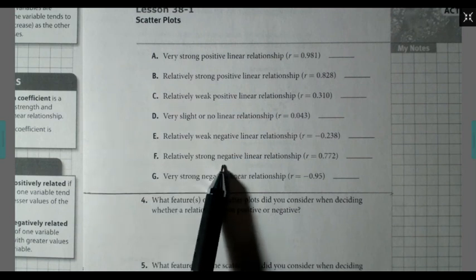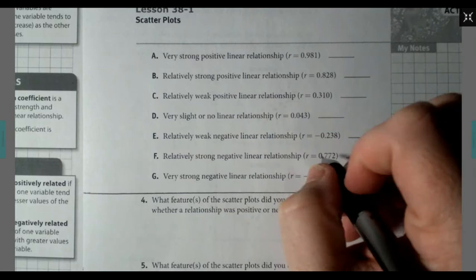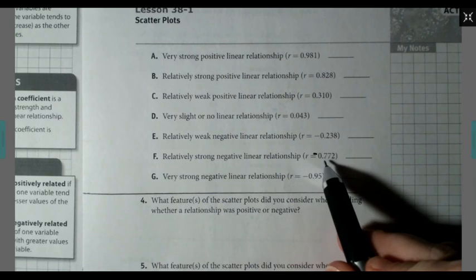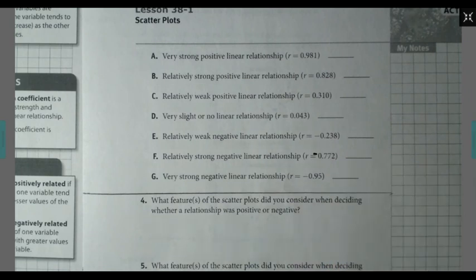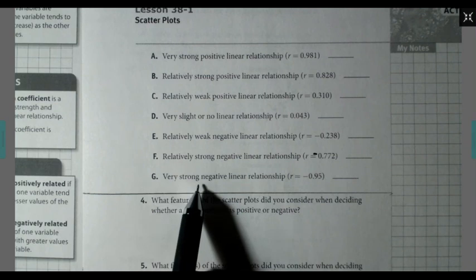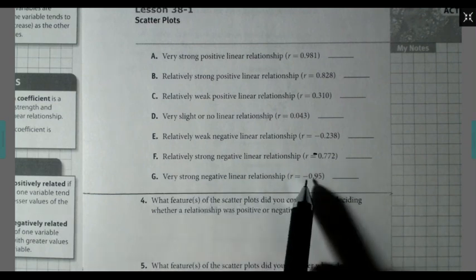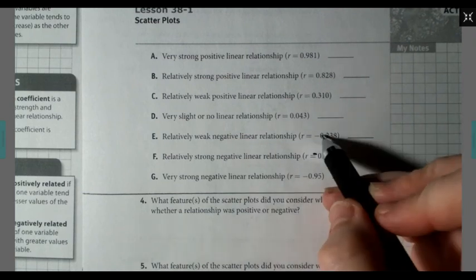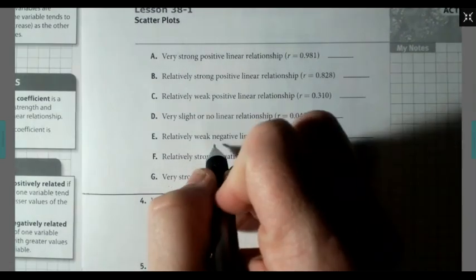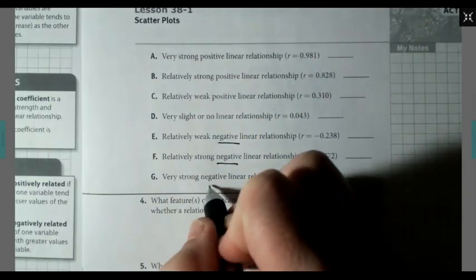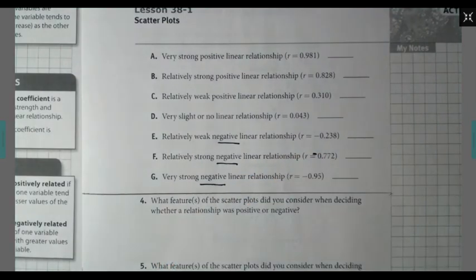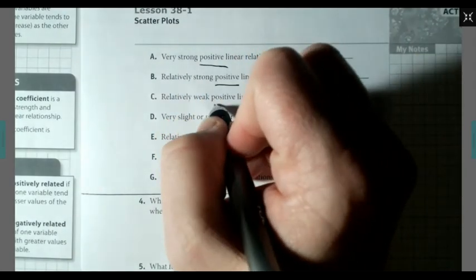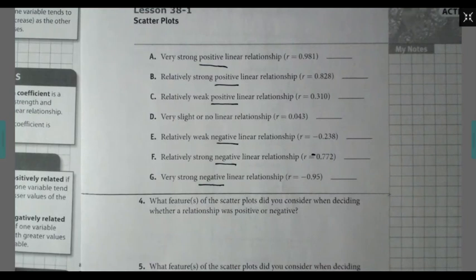Relatively strong negative linear relationship, and there should be an edit here. This should say R equals negative 0.772. And here we have a very strong negative linear relationship. This one's negative 0.95. Notice that the ones that contain the negatives also had a negative linear relationship. The ones that were positives had a positive linear relationship. Keep that in mind. That's going to be important.